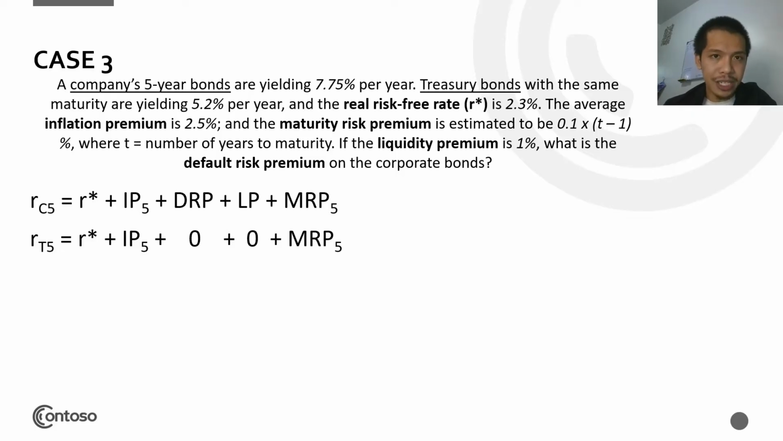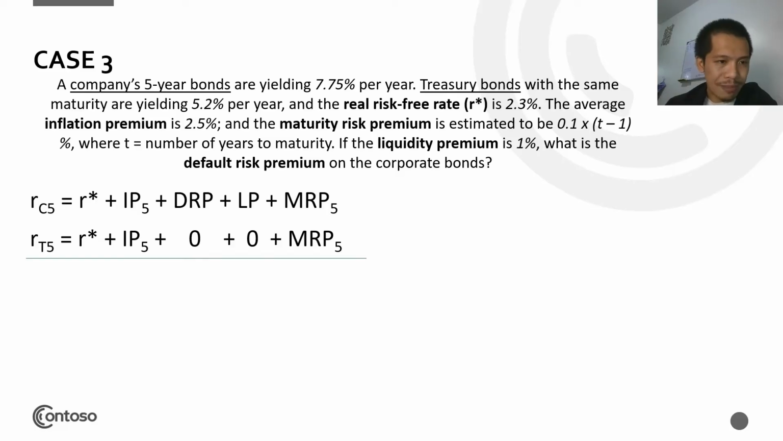Now for treasury securities, there is no default risk premium. Governments are not expected to default. And there's no liquidity premium. It is presumed that they are acceptable by anyone in the market. There's no need to sell it below market value. Given such, DRP and LP are equal to 0, we can do an elimination here.